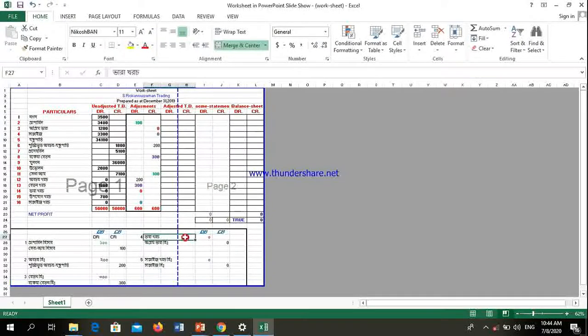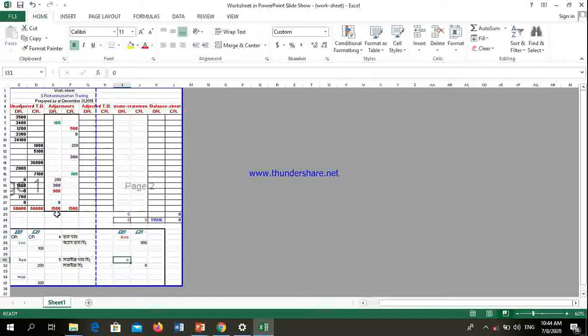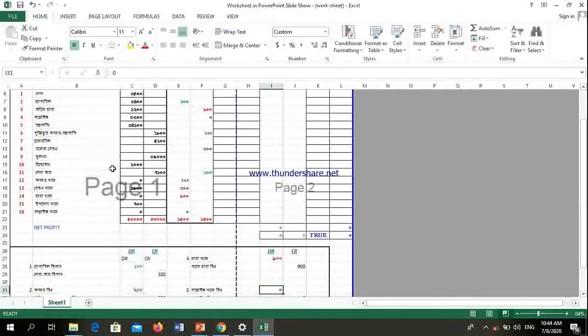Now rent expenses. Rent expenses, how much amount was there? Taka 900. Am I right? 900. Okay, 900. So rent expenses debit and advance rent credit. Rent expenses debit and advance rent credit. Rent expenses debit, how much amount?